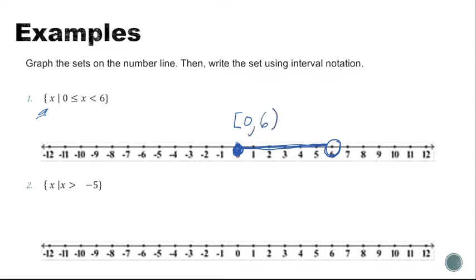an open bracket. For number 2, I have x such that x is greater than -5. It's strictly greater than, so we have an open circle at -5 and shade to the right because it's greater than. In interval notation, this would be a parenthesis because it's an open circle. From -5 all the way to positive infinity, that's what's over here, and infinity always gets a parenthesis.